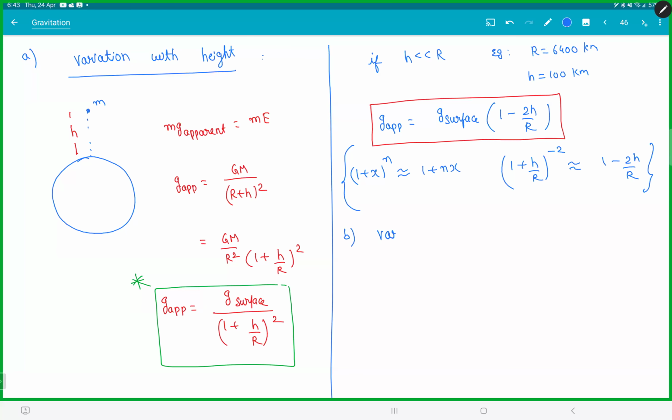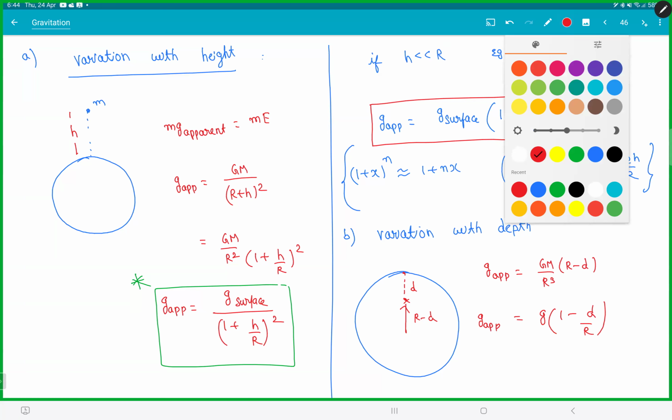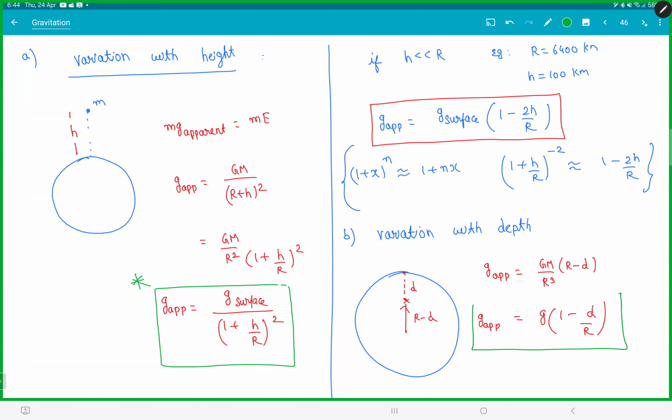Same thing if you go, variation with depth. What if you go into the Earth? If you go into the Earth, this is d. Same story here. So this distance will be R minus d. So g apparent will be the field, which is GM by R cube into (R minus d). So this will be g into 1 minus d by R. This is not an approximation. This is the perfect formula. So this works properly for depth. You can note it down in case you want.